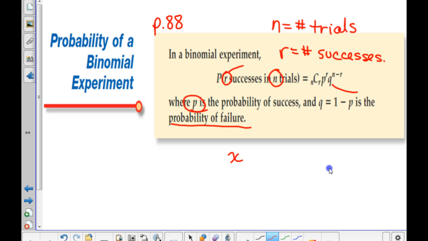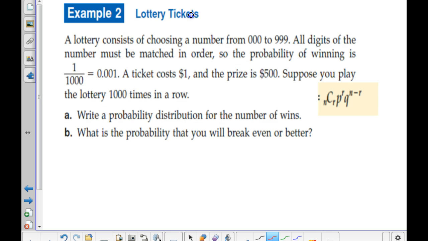Does anybody find that page? It's on page 886. All right. This is kind of a complicated example, but it says a lottery consists of choosing a number from 0 to 999. All digits of the number must be matched in order. So the chance of winning is 1 out of 1,000. Does that seem okay to everybody? There's 1,000 numbers there.